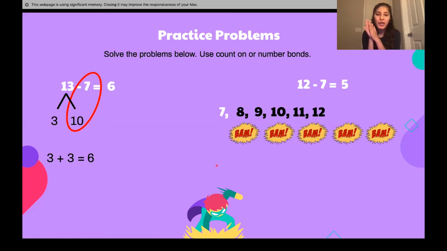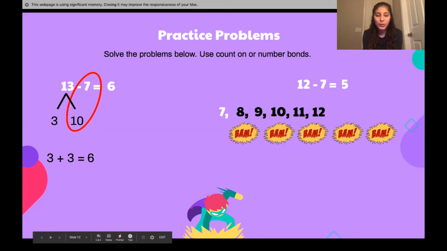So good work. Compare your answers to the ones on the screen. And it's okay if you didn't get them right. We can practice some more and we'll get better together.